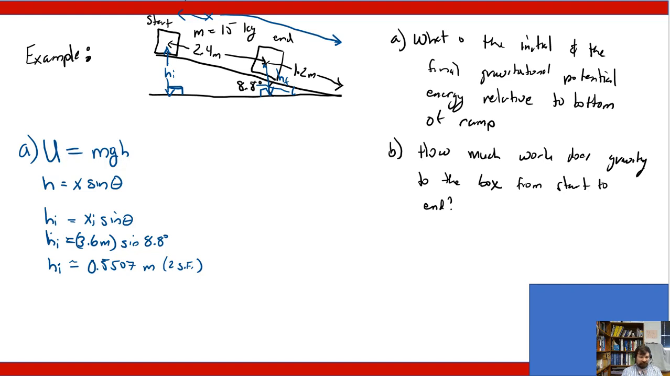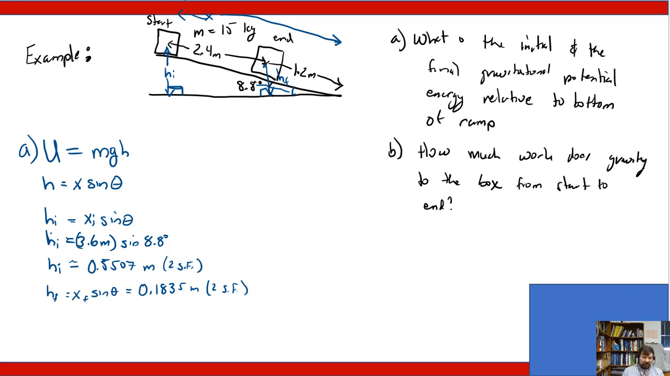Okay, and the final height, h final, likewise is x final times sine of theta, which ends up being 1.2 times sine of 8.8, or in other words, a third of this number. So 0.1835 meters, again 2 sig figs.